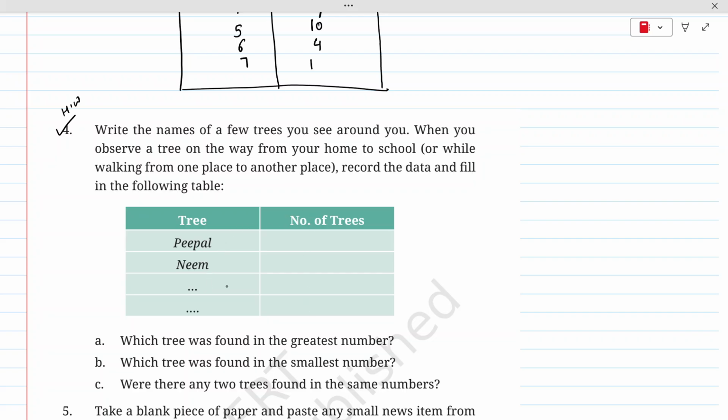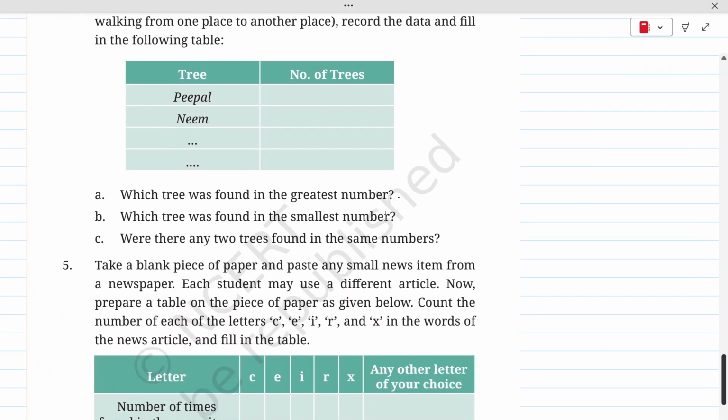Okay, so it can be a mango tree, it can be your safeda, or it can be any tree. All right, you can write the name of the tree and the number of trees, and then on the basis of that information you can find out which tree was found in the greatest number. So the tree with the maximum count will be the greatest. Then which tree was found in the smallest number? The smallest number in this column will be the tree found in the smallest number. Then were there any 2 trees found in the same numbers? This information you can figure out only after you write this down. So this is a very easy activity and please do this at your home.